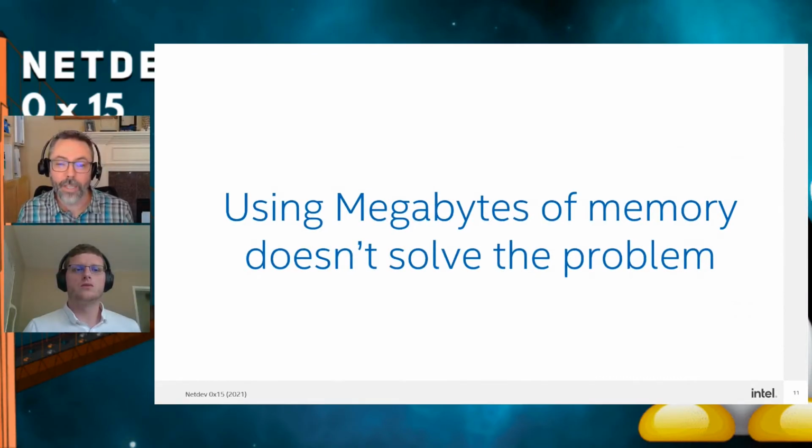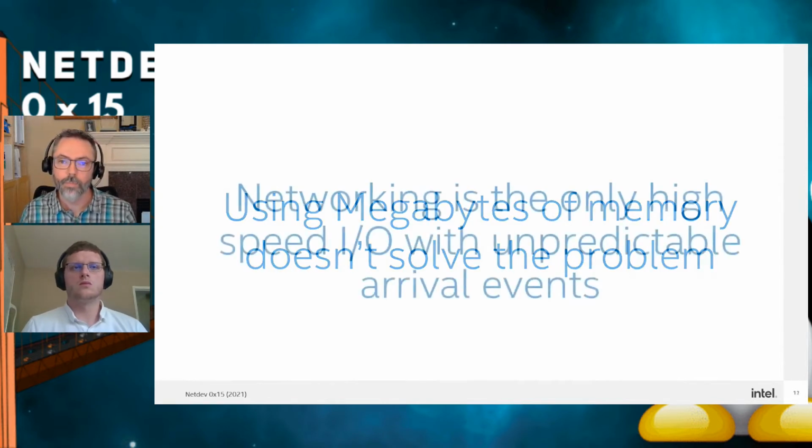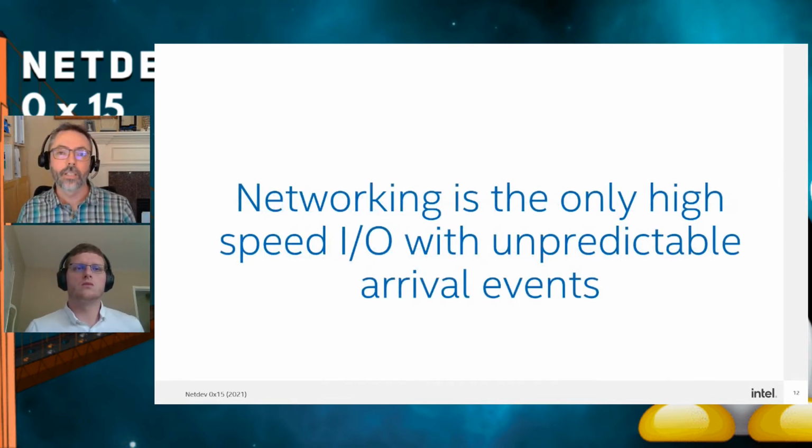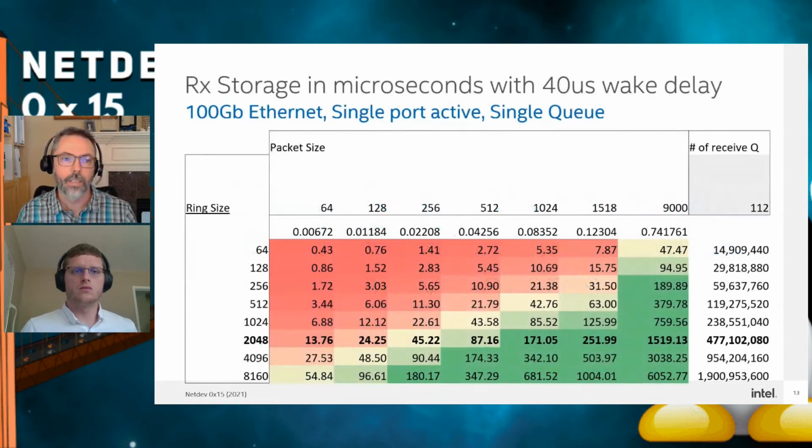Really, using megabytes of memory on the NIC, or even hundreds of megabytes of memory in the host, still doesn't solve the problem. What we really have here is that networking is creating this problem where we have these asynchronous events coming in, and they're unpredictable, and they can arrive at any time. And so the system can be idling and saving power, but never knowing when it's going to wake up to get an Ethernet packet.